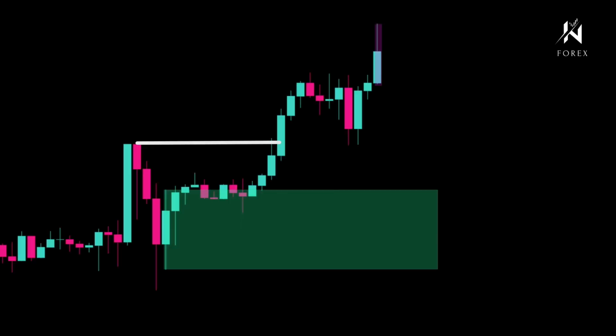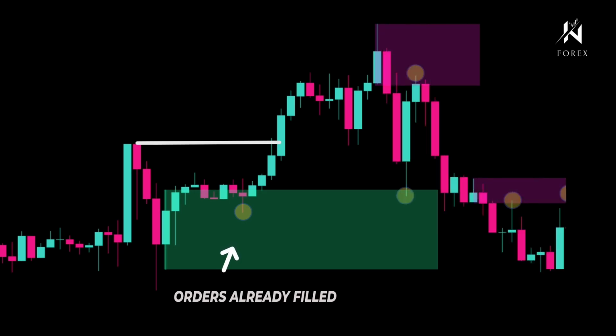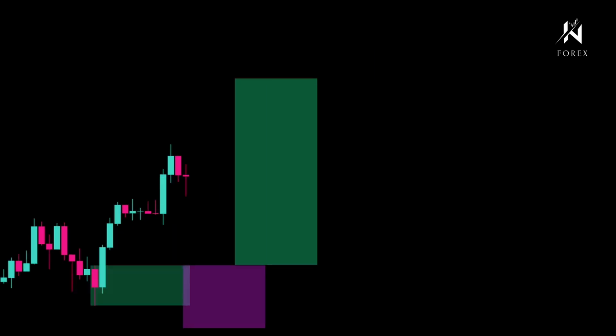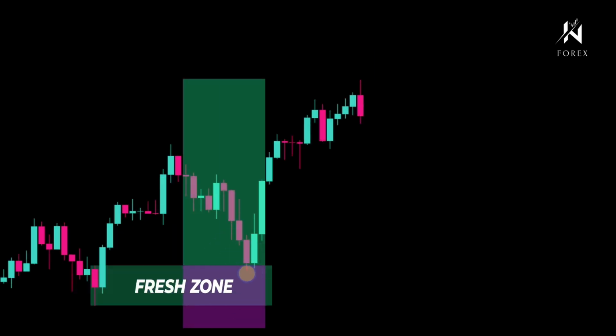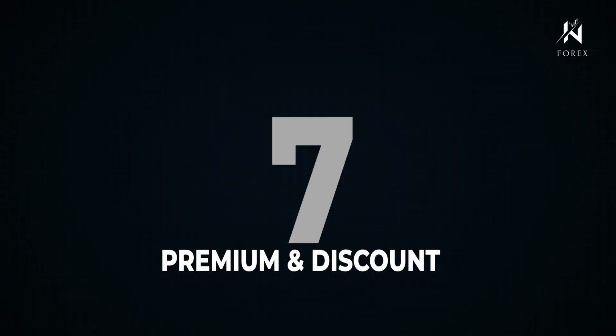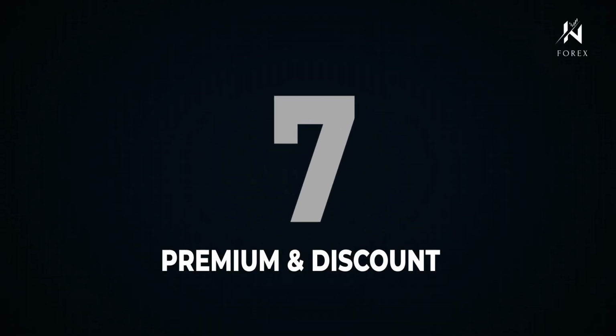Number 6. Is the zone unmitigated? It's just a fancy way of saying, is the zone completely fresh, or has it already been touched? Because if you see a zone with touches, then it's very likely that a lot of the resting orders within that zone have already been filled. So I try to focus on zones that are completely fresh, as these usually give the strongest move when price mitigates them.